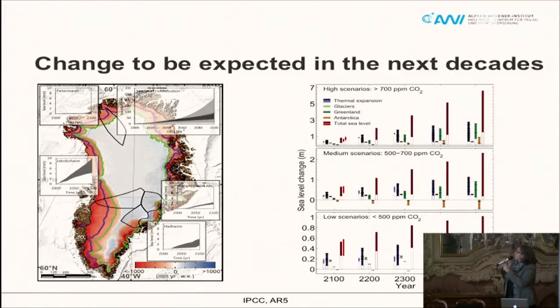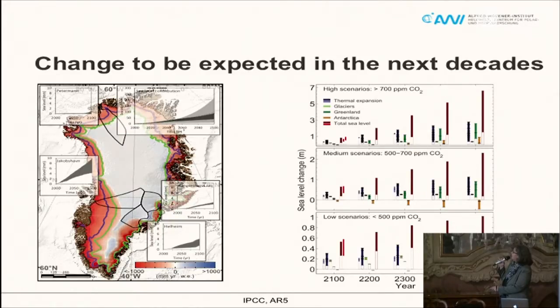So these contributions are due both to the surface melt of the Greenland ice sheet and how the atmosphere affects the surface melt, but also due to the acceleration of glaciers. And if you look at the scale here to the right, this is a low scenario. We are now at 406 ppm CO2 last month, I think. So we almost made it to this scenario.